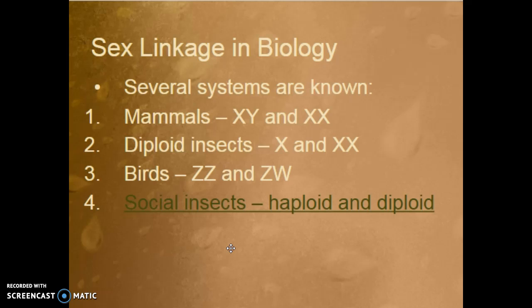These are the sex systems that we're aware of. So mammals, you're familiar with that. Diploid insects do X and XX, so they don't have a Y. They just have an inactive or a missing chromosome in males. And then birds use different notation, ZZ and ZW.